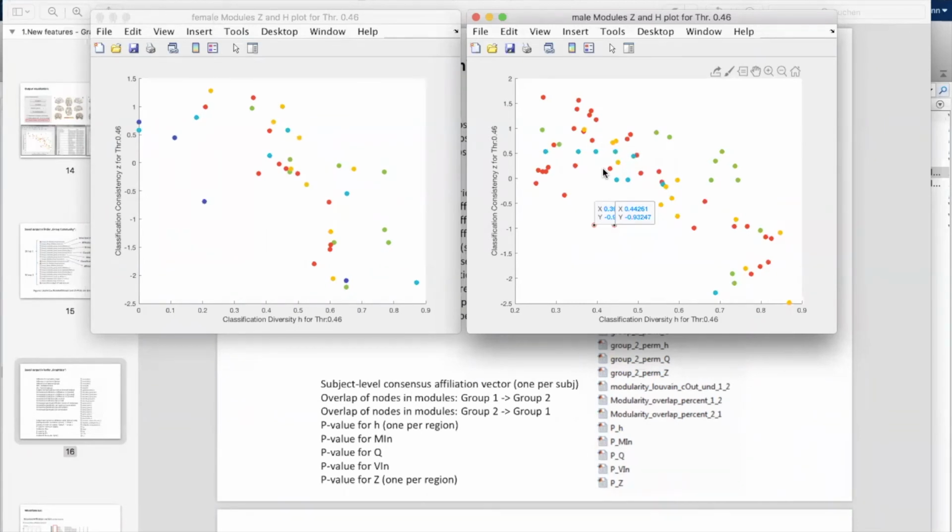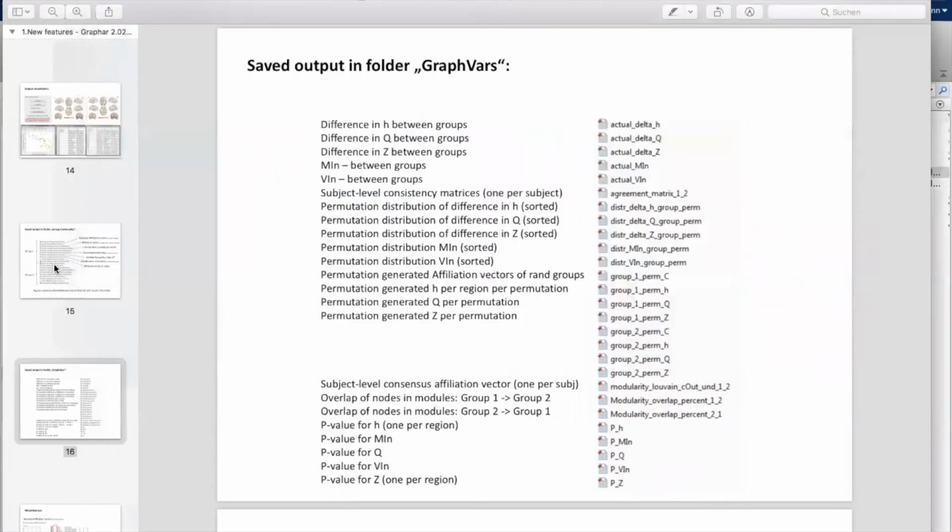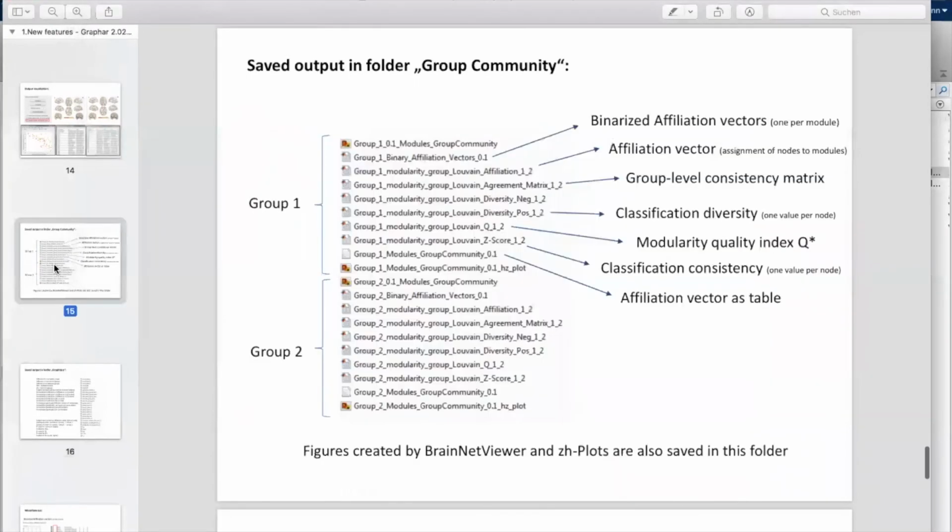And now it would be nice to know, for example, which region this is, if you're interested in this particular region here, this green one, with an X of 0.76, this would be the diversity, and the consistency of minus 0.16. I haven't had time to actually program it so that you see the actual name of the region here. But for this, you just go then in the group community folder.